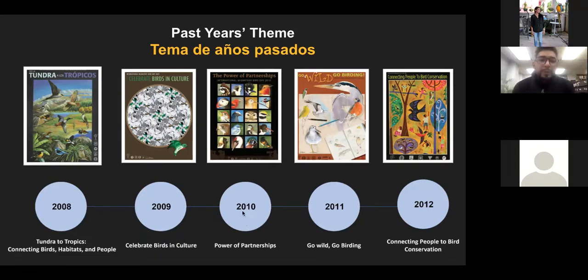For example, in 2010, the conservation theme was the power of partnerships. So this was a theme that invited us to collaborate beyond the borders of our countries. Go Wild, Go Birding was a very interesting theme in which we motivated youth to explore the gardens and nature around them to celebrate World Migratory Bird Day.